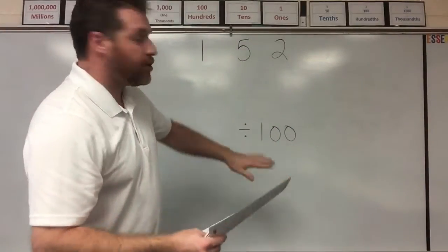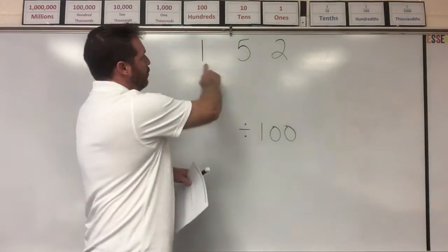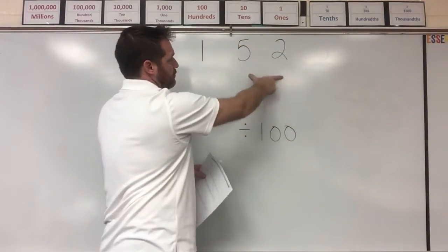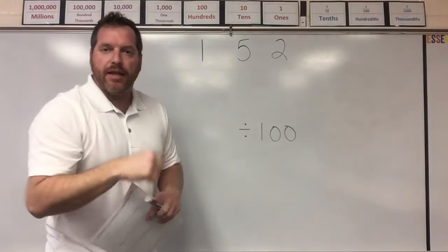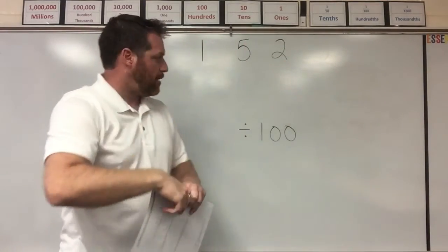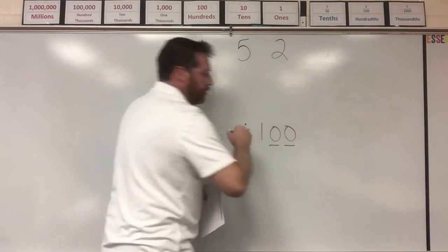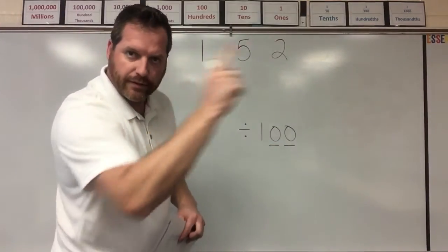For number 3, I'm just going to show you one of these, but the rest of them follow the same way. We start with 152, and we're dividing by 100. Since we're dividing by a number greater than 1, we are going to be moving to the right. It gets smaller. The 2 zeros tell me, that's my clue, how many places? 2 places it's going to move.